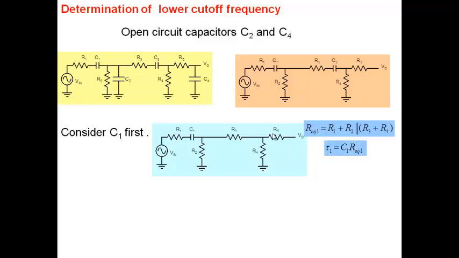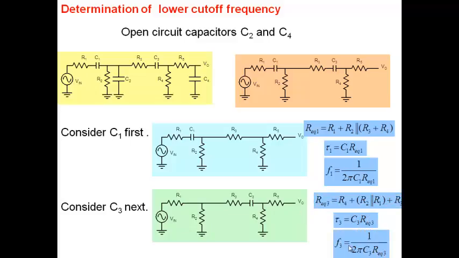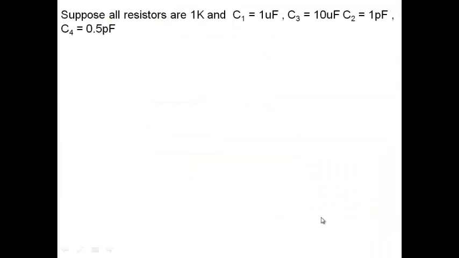And then, of course, do the calculation after your transformation. I'm not going to go through that. So we calculate F1. When you look at C3, short C1. Short it here. Now due to C3, calculate the 3 dB frequency here. Find out what is R equivalent, find out the time constant, find out the frequency here. So we have two frequencies, F1 and F3.